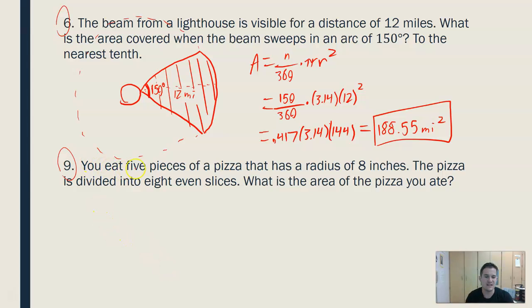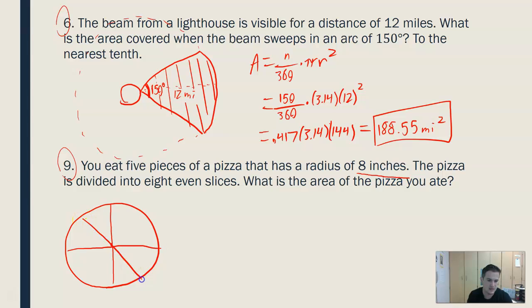Okay, number 9 says you eat 5 pieces of pizza. This pizza has a radius of 8 inches. The pizza is divided into 8 even slices. What is the area of the pizza that you ate? Okay, so here's my pizza. Wow, that was pretty good. And it says it's split into 8 slices. So here's my 8 slices of pizza. Maybe this is a pepperoni pizza. Maybe this is a sausage pizza. I don't know. Make it whatever toppings you want.